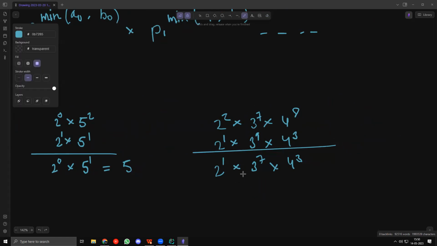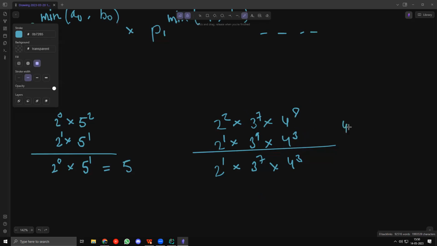So basically, what I'm saying is, to take the greatest common divisor, all I'll do is take 2 to the power of 1, which is the minimum, because that's the only power that divides both of them, right? So 2 to the power of 1 is a prime power that divides both of them. 3 to the power of 7 is a prime power that divides both of them. 4 to the power of 3 is a prime power that again also divides both of them. And this is the largest value.